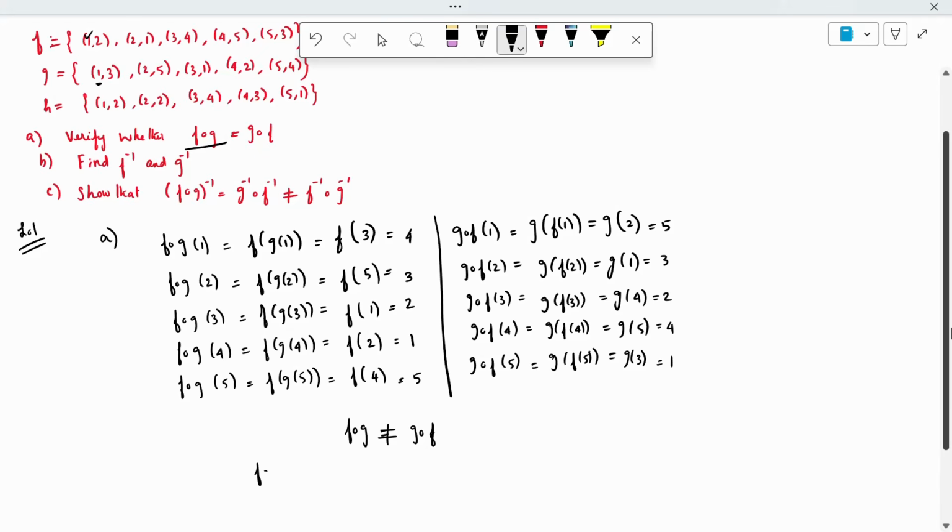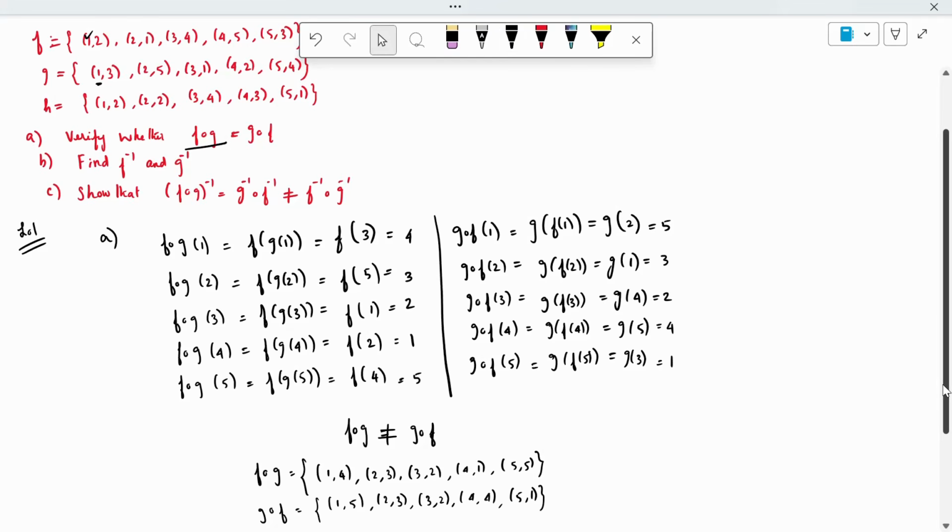But what is the answer for F composition G, if they ask me? It is 1→4, 2→3, 3→2, 4→1, and same way 5→5. So completed. Same way G composition F, nothing but the same way of writing: 1→5, 2→3, 3→2, 4→4, and 5→1. So only the first subdivision is completed.